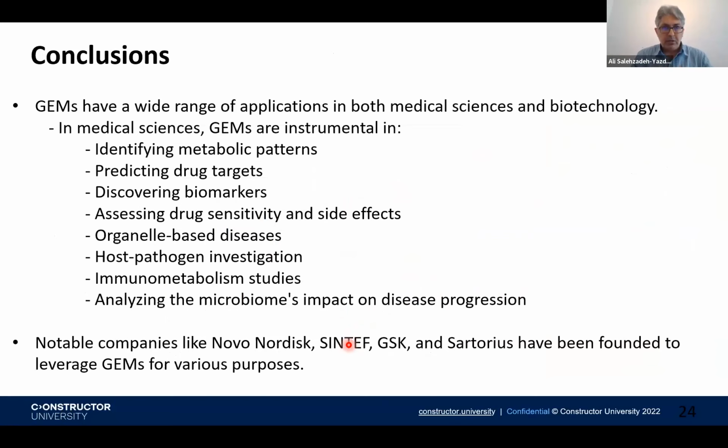So, conclusively, the genome-scale metabolic model is a really valuable tool for personalized medicine, for drug target identification, for organelle-based diseases, host-pathogen investigation, and immunometabolism studies, and many companies have so far founded a dedicated department for the genome-scale metabolic model, like Novo Nordisk, Syntev, GSK, Sartorius. All of them have their own department for the genome-scale metabolic model.